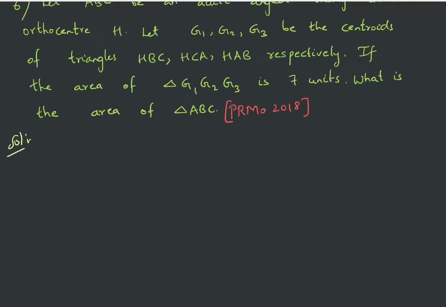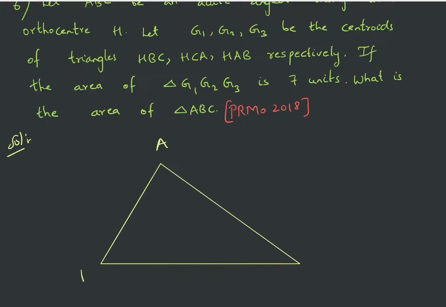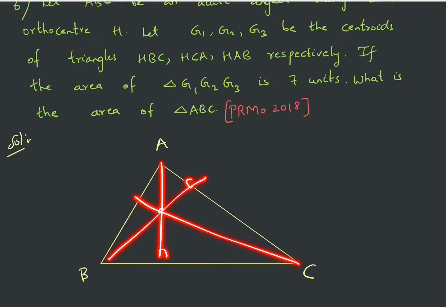So there is an acute angle triangle ABC. First I am drawing that acute angle triangle ABC. H is the orthocenter. So this is perpendicular, this is perpendicular, this is perpendicular. So H is somewhere here. Okay, so this is H. Let us draw this HA, this is HB, and this is HC.